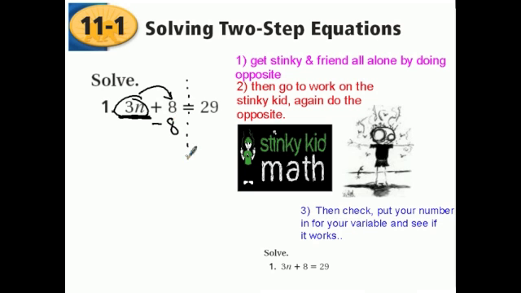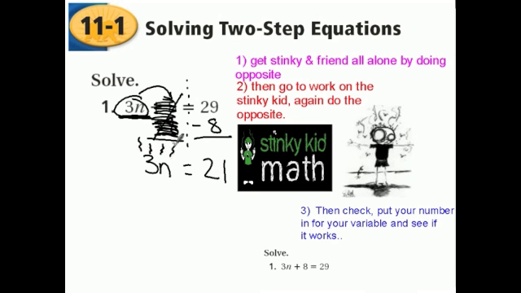So there's our equal sign. If we do positive 8 minus 8 over here, we must also do minus 8 on this side. Let's take a look at what happens as a result of subtracting 8s. If I have $8 and I give away $8, I now have $0. So there's nothing left on this side except 3n. Then I've got positive 29 over here, and I subtract 8, and that's 21. So now I'm left with 3 times whatever n is equals 21. Now I've got the stinky kid all alone on its own side of the equal sign.